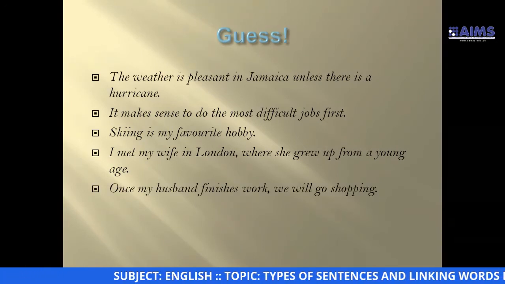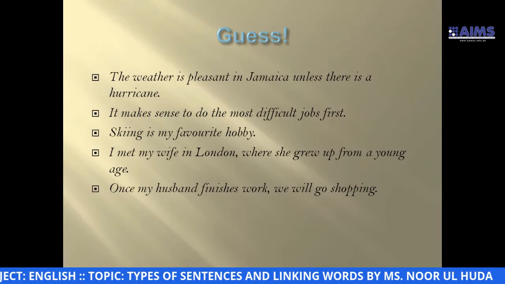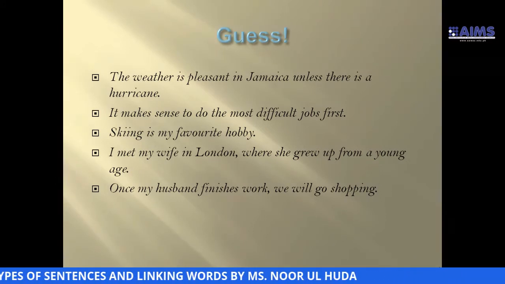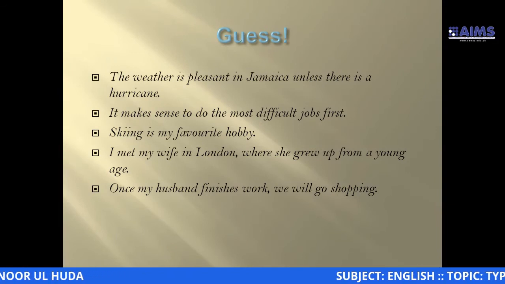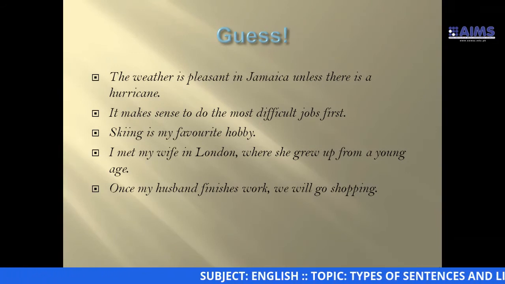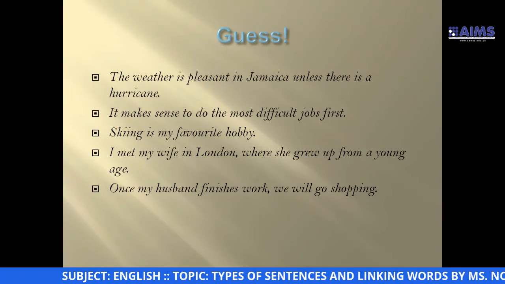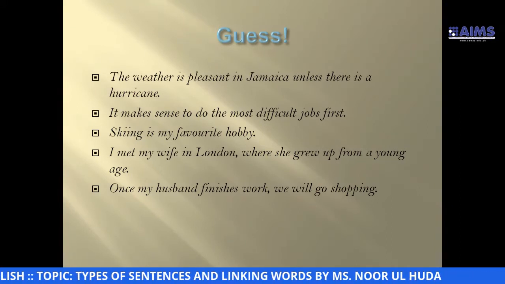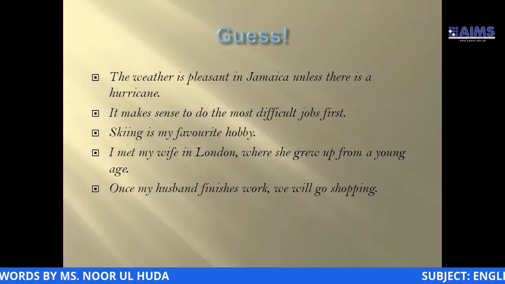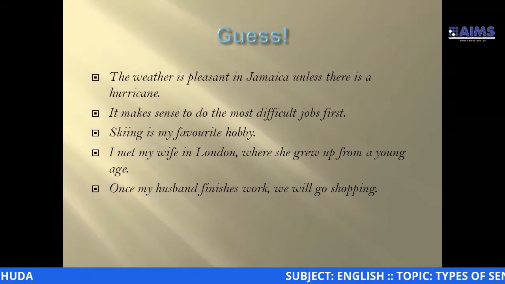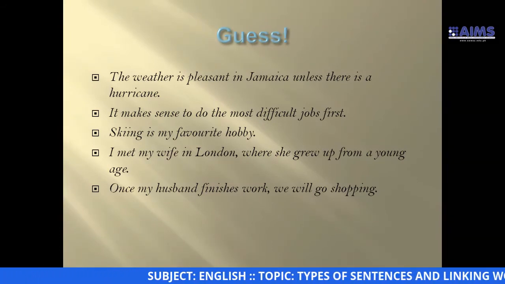Once my husband finishes work, we will go shopping. Now, what is the sentence? Yes, it's simple: it's a complex sentence. Why is it so? Because by putting once here, I'm giving a condition that when one thing is done, then the other thing happens. So the other thing is actually dependent on the first one.